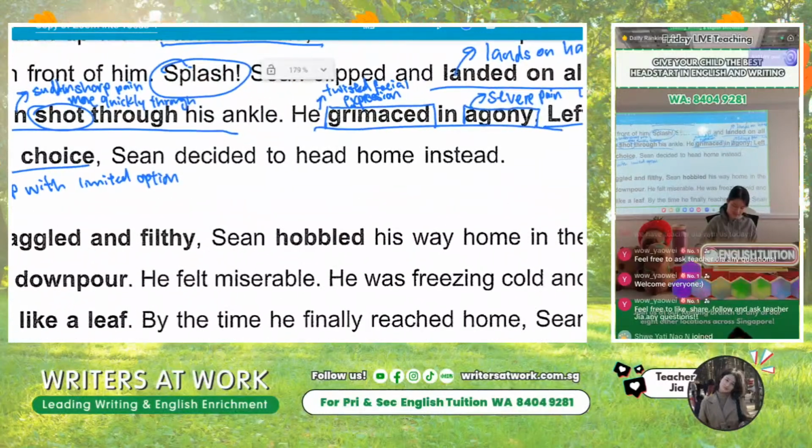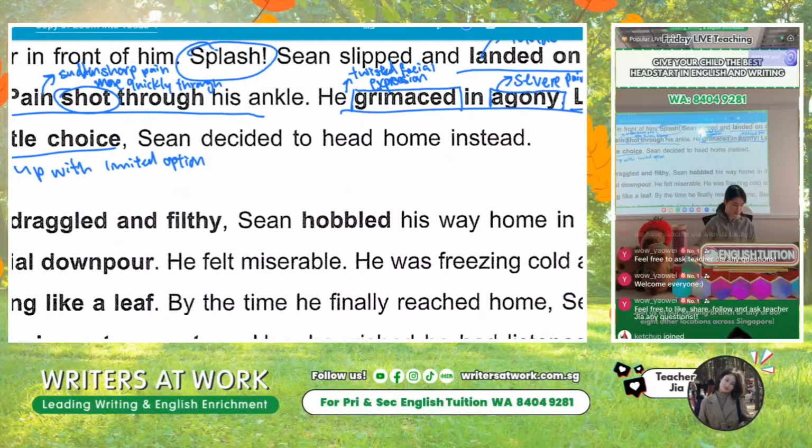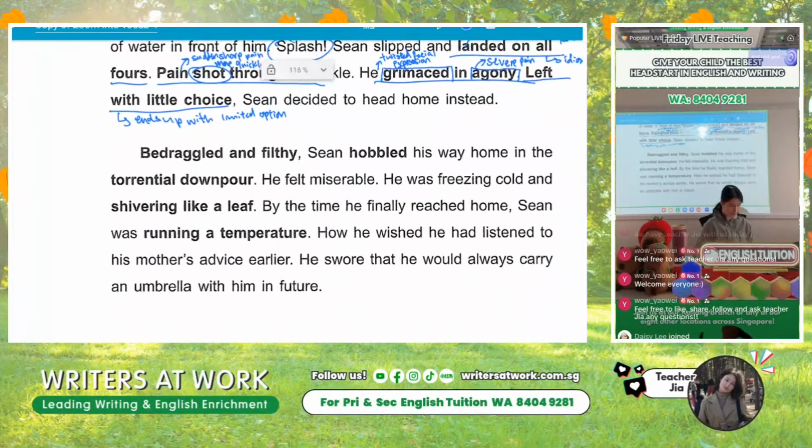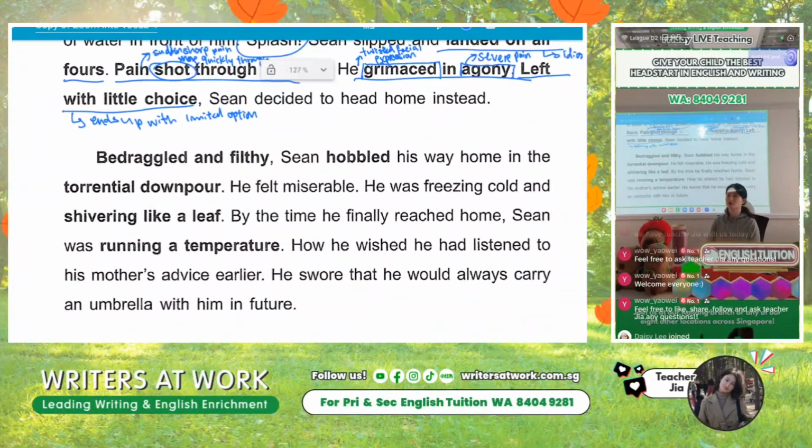Sean decided to head home instead. I think that's pretty self-explanatory. Okay, last paragraph before we move on to our descriptions, okay?